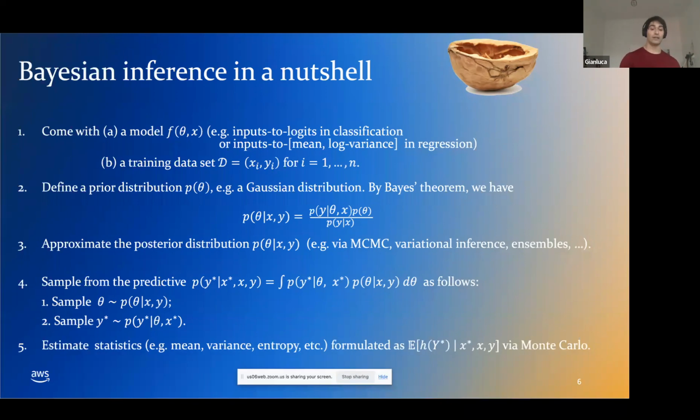And then after I have my samples y star, often what I want to do is estimate some predictive statistics. This could be predictive mean, predictive entropy, variance. It could be credible intervals. It could be whatever you want. And often you might be able to formulate this as an expectation over some arbitrary function h of y star. And then it's typical to approximate this expectation via Monte Carlo using the samples that I gave you just in point 4. Okay, this is Bayesian inference in a nutshell, at least the way I see it.